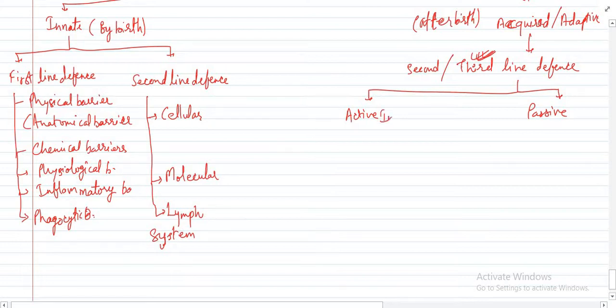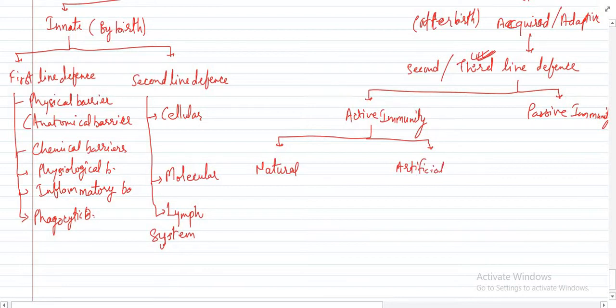Active immunity is again classified into two types, and these are natural and artificial. Same here also, passive immunity is classified into two parts, and these are natural as well as artificial.